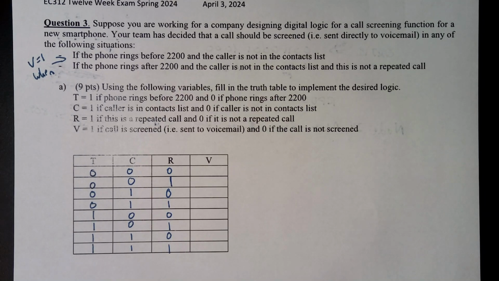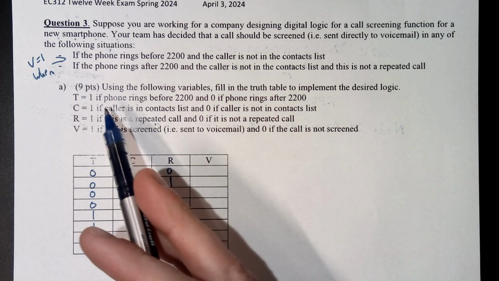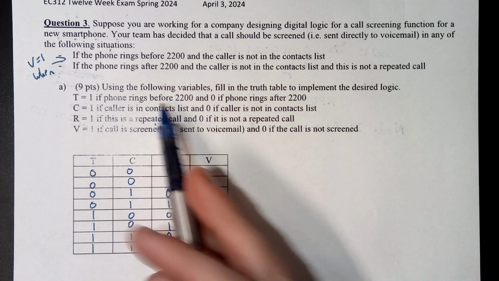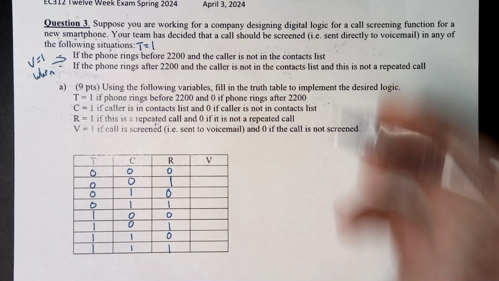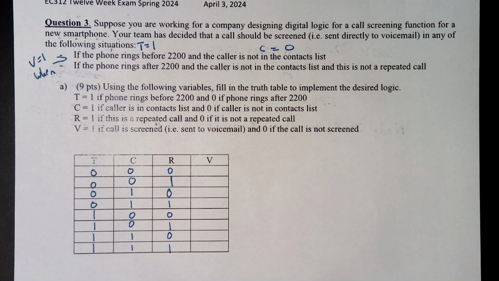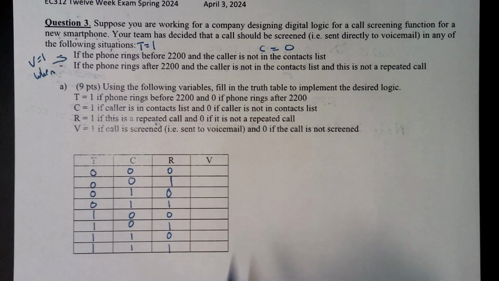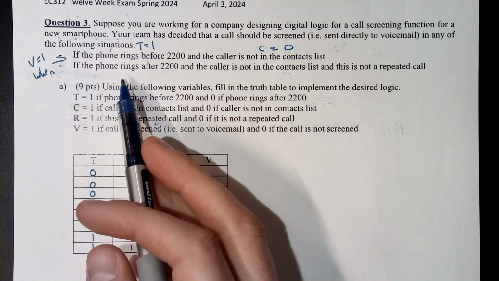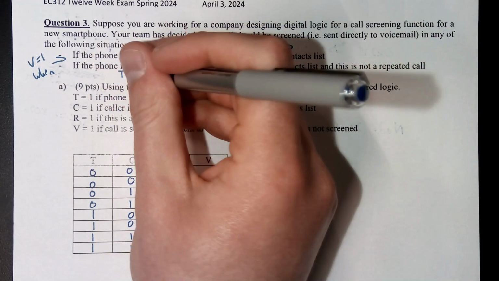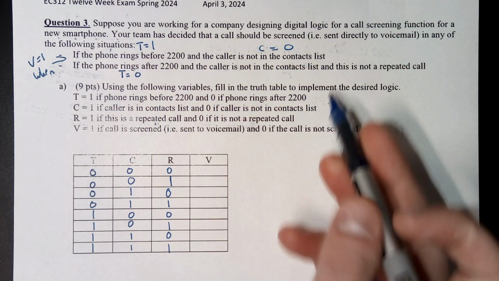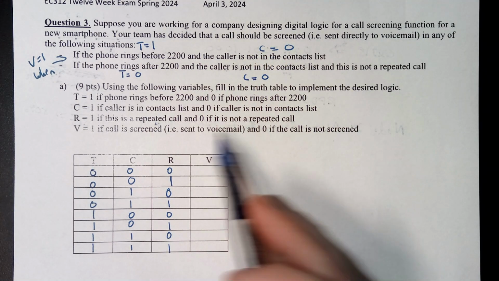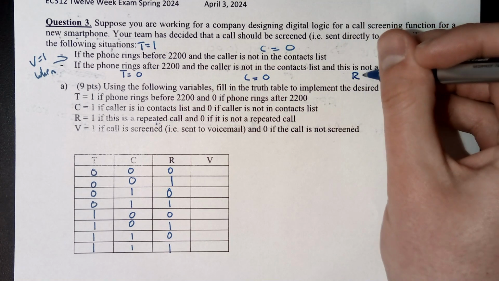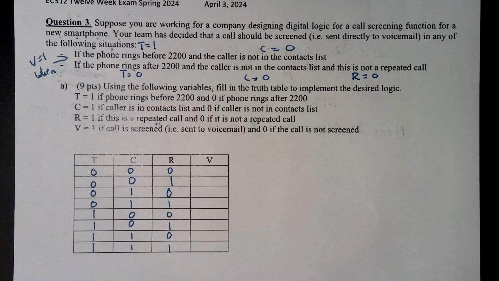So let's annotate this with the variable values. Rings before 2200 is T equals 1. Caller not in the contact list is C equals 0. So that's our first case up there. And then if the phone rings after 2200, that's T equals 0. Caller not in the contacts list, that's C equals 0. And not a repeated call, that is R equals 0. So that's going to help us figure out when V is equal to 1 here.